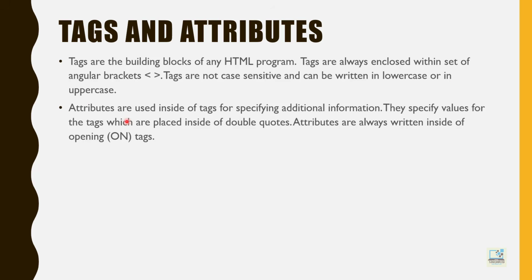Attributes are used inside of tags for specifying additional information. They specify values for the tags which are placed inside of double quotes. Attributes are always written inside of the opening tags. So attributes are basically part of the tag and they help the tag. Always remember, we cannot write any attribute without writing the tag.